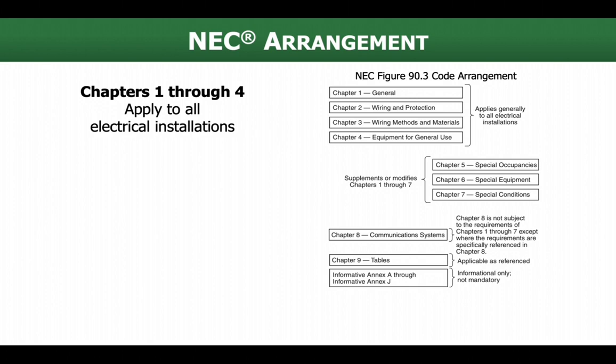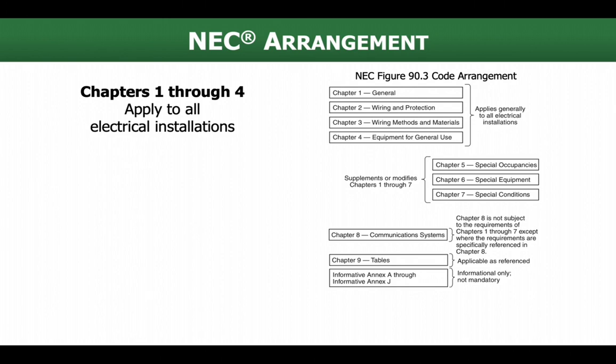So chapters 1 through 4 apply to all electrical installations. All electrical installations. So chapter 1, general. There's a bunch of definitions in there and some other general requirements. We'll talk about some of those when we get to workspace clearances. Wiring and protection, chapter 2. This covers a range of things from branch circuits to services to overcurrent protection to grounding. Stuff that's going to be part of nearly all electrical systems.